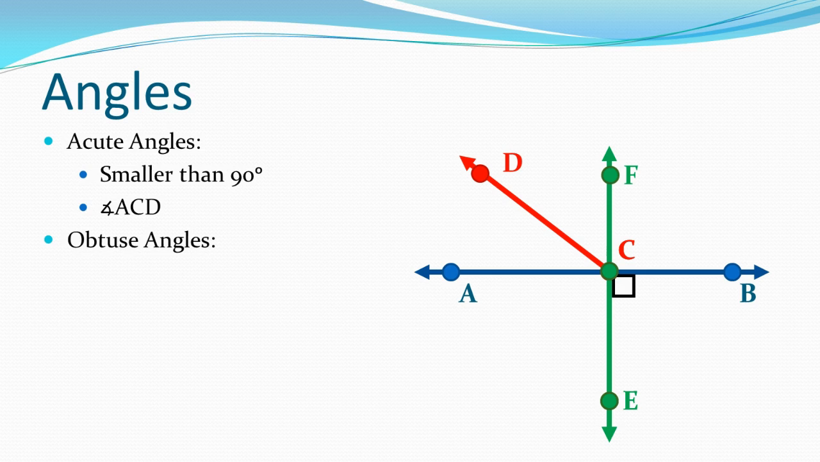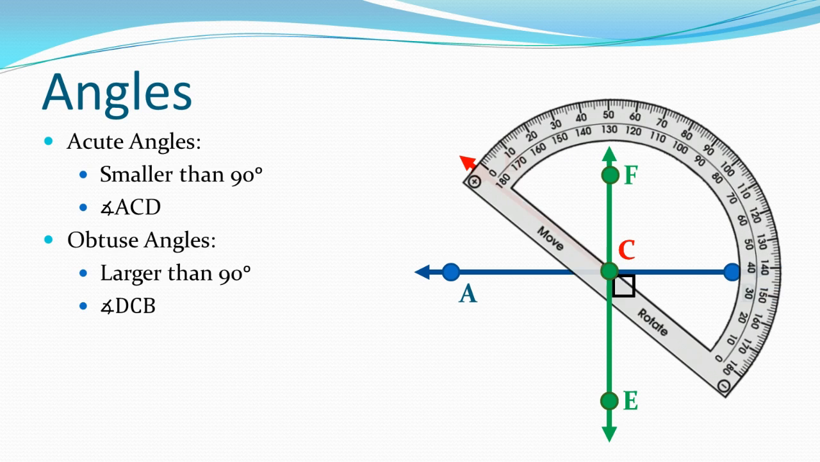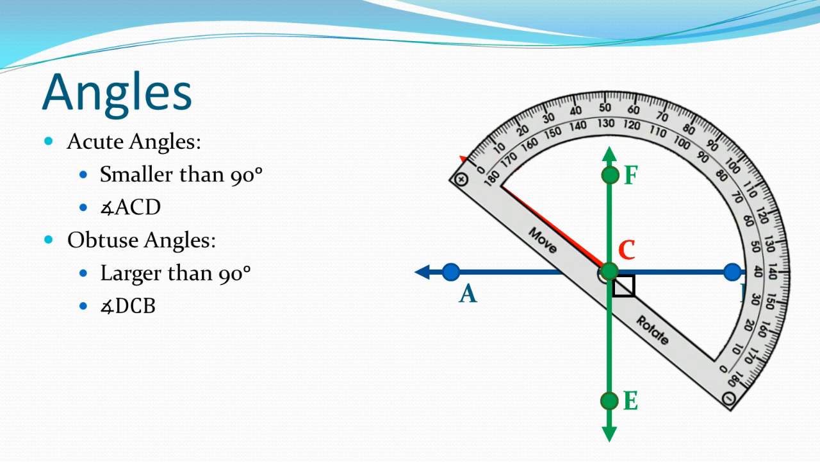We also have obtuse angles. If an acute angle is smaller than 90, an obtuse angle is larger than 90. In this case, we can look at angle DCB. I can measure that to double check. I line up the center of the protractor with the vertex of my angle, line up one side with the 0 marker, and I read from the other side. It's at about 140 degrees. 140 is bigger than 90 degrees.